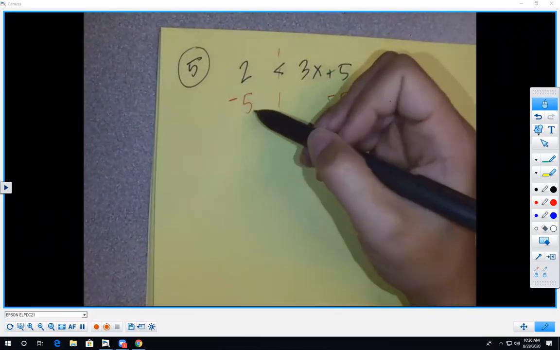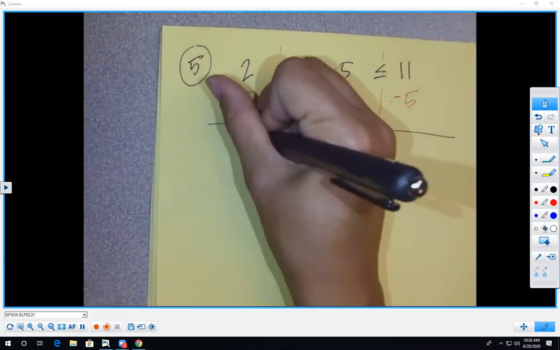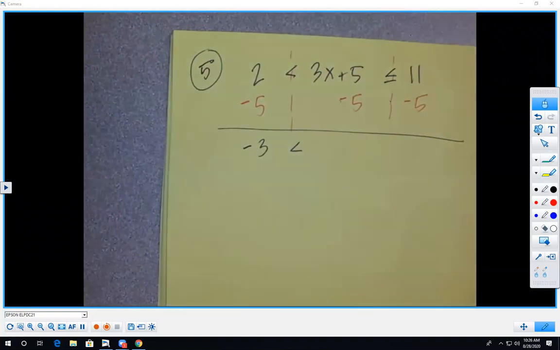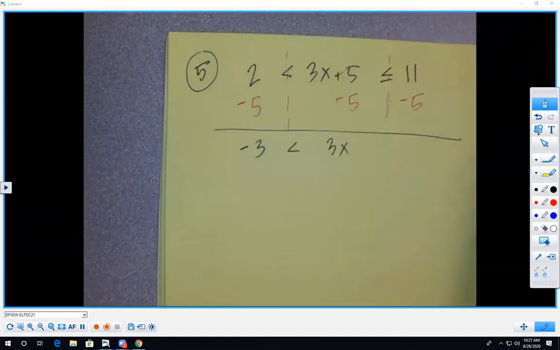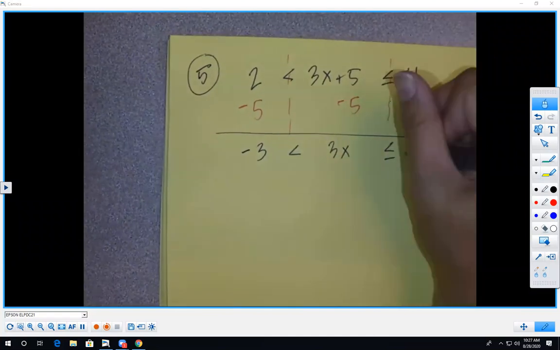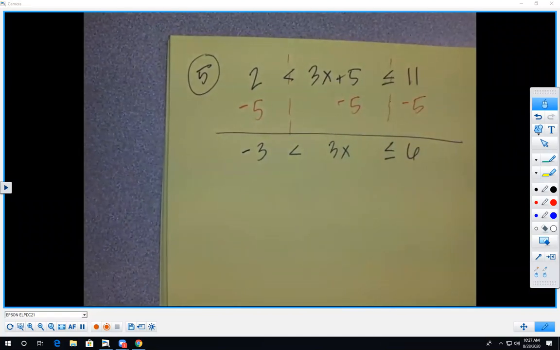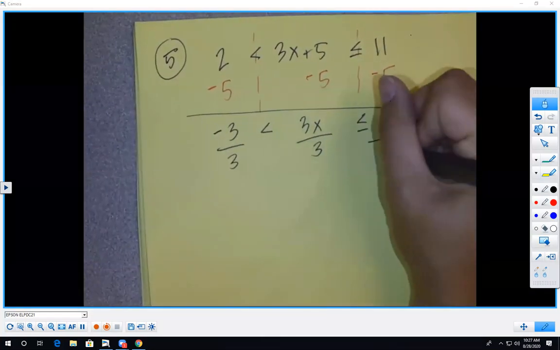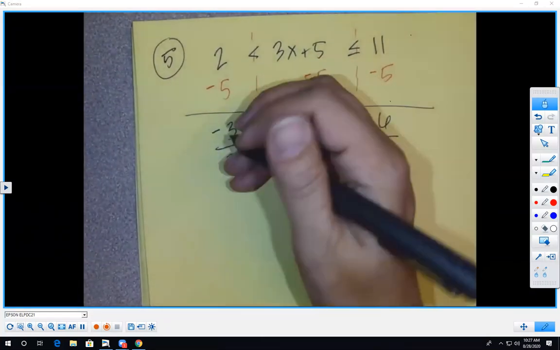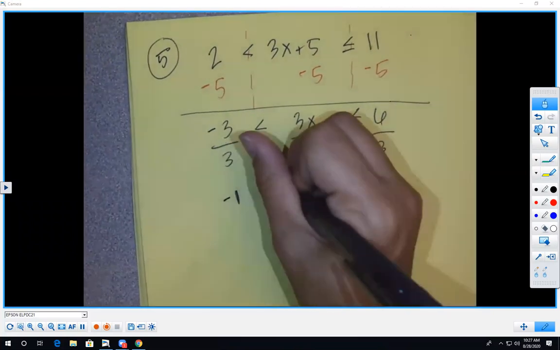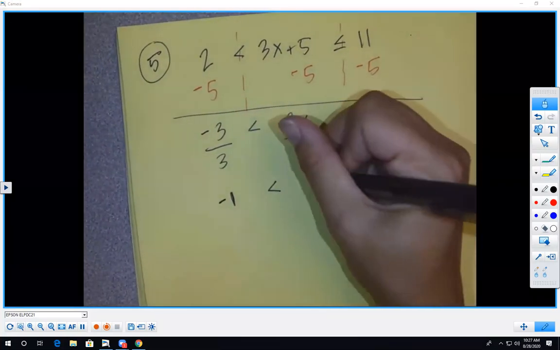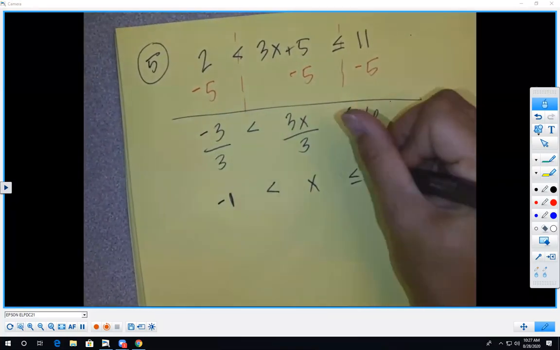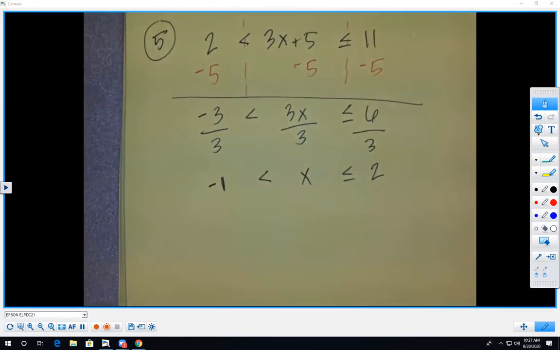2 minus 5 is -3. Less than sign. It's just going to be 3x in the middle. Less than or equal to sign. 6 at the end. How do I solve for x? Divide by 3. So -3 divided by 3 is -1. x is less than or equal to 2.